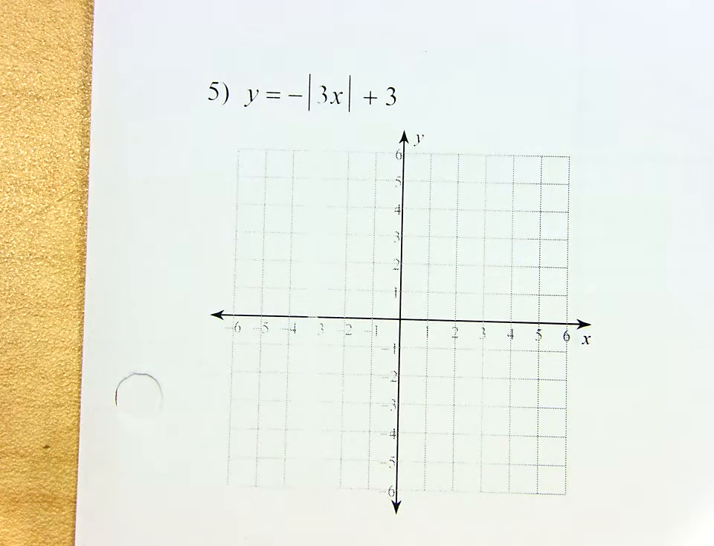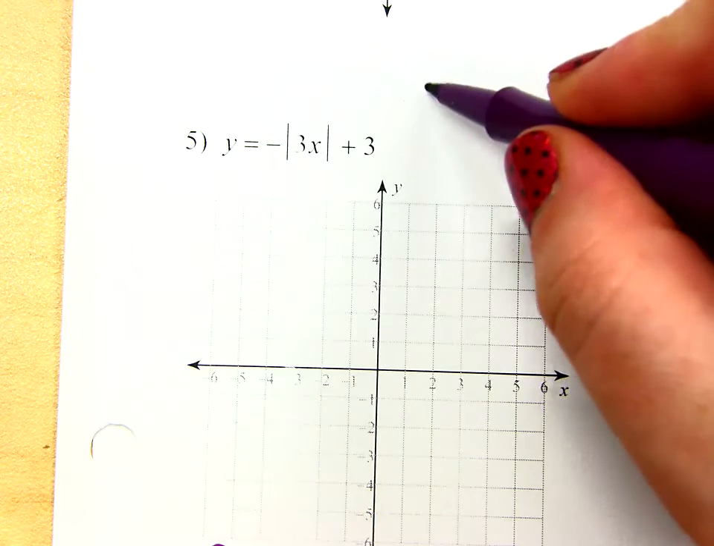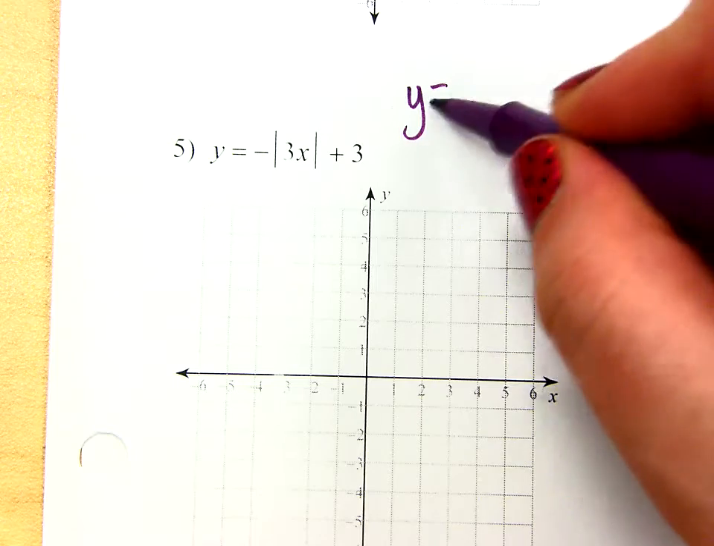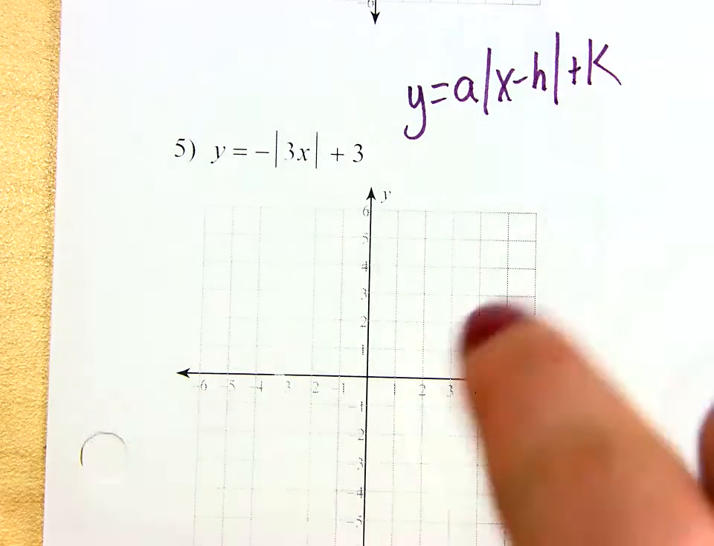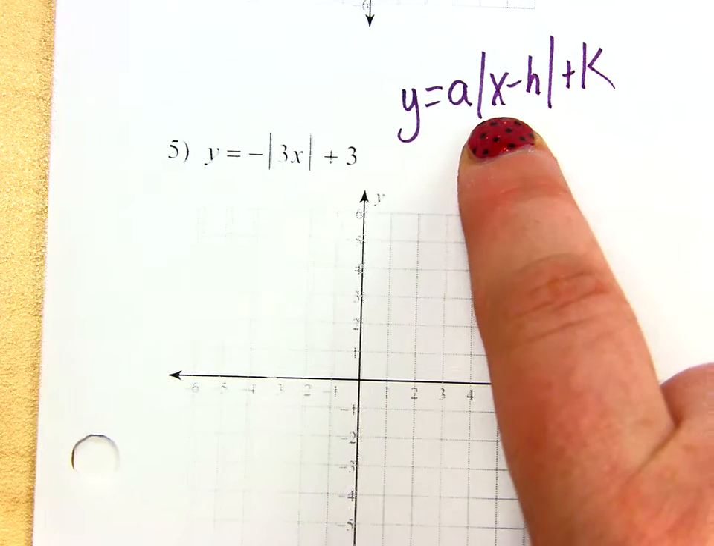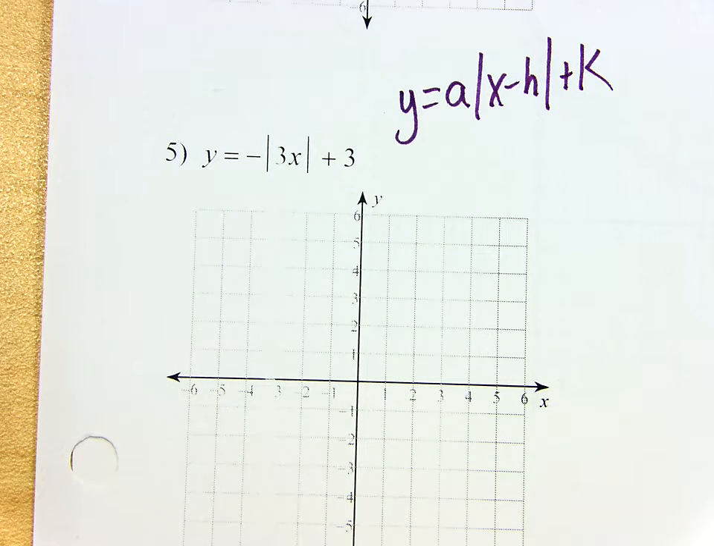All right, now, if you take a look at number 5, 5 is the first one that doesn't fit the form that we've been talking about, right? So if you remember what that form looks like, it was y equals a times the absolute value of x minus h, plus k. We haven't had something in front of the x before, but now I do. How to handle it? Well, basically, we're going to extract that number. And here's how we're going to do it.